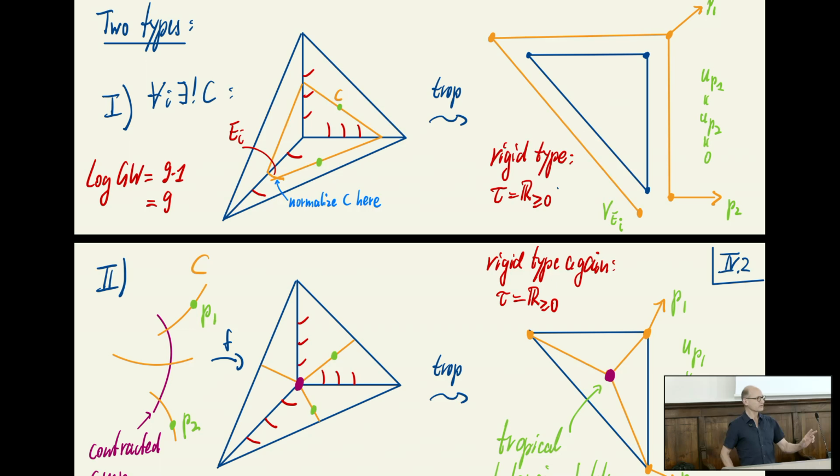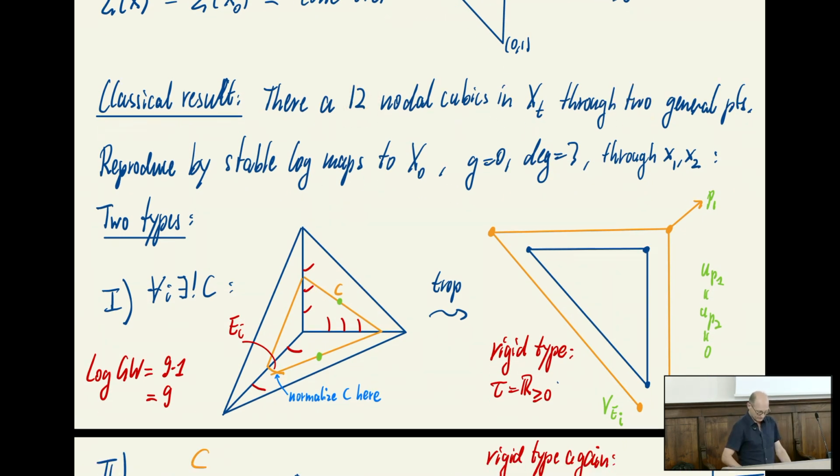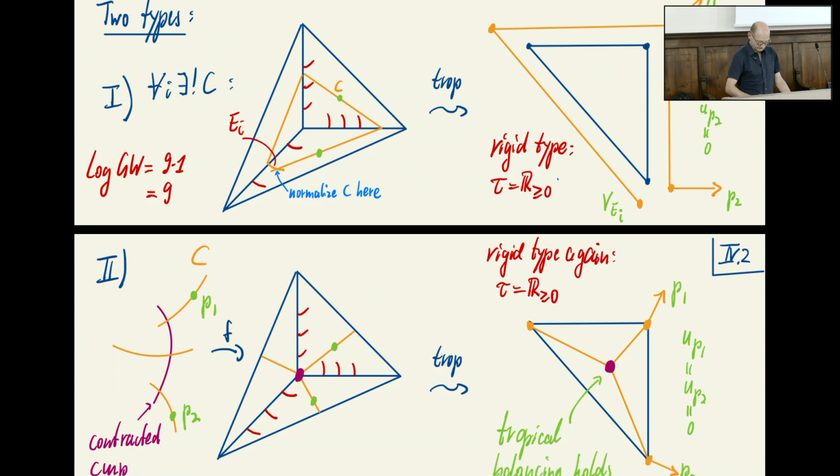So now where are the remaining 3 curves? We wanted to get 12, right? So the second type looks very different. Another way to produce a logarithmic curve is as follows. You take this tree with 4 P1s, with 4 irreducible components. You contract the middle component to this point and then add these 3 lines.